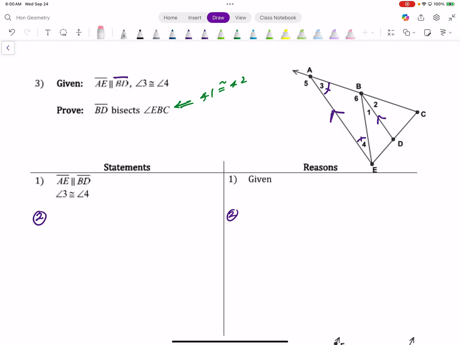So let's see how we want to start. So I need to have 1s and 2s come into play because that's my goal. I'm trying to get there. 3s and 4s are already in play. So how about we do this? Okay, so here's our two parallel lines. Here's our transversal. So why don't we go ahead and say that angle 3 is congruent to angle 2?